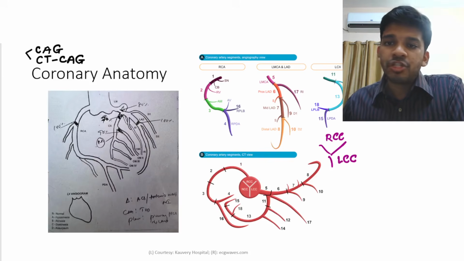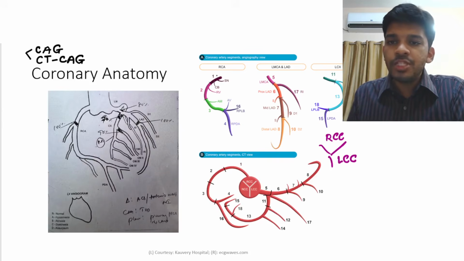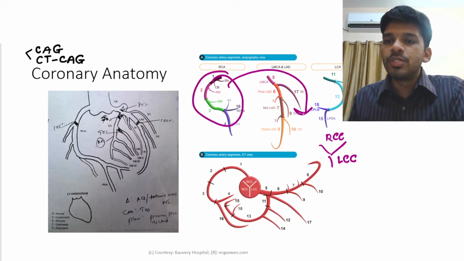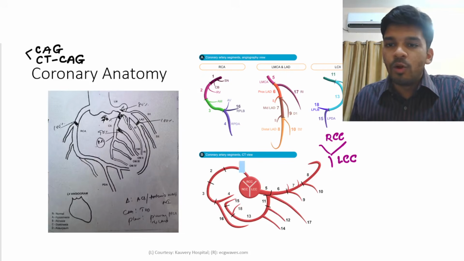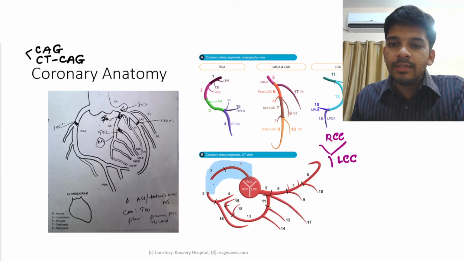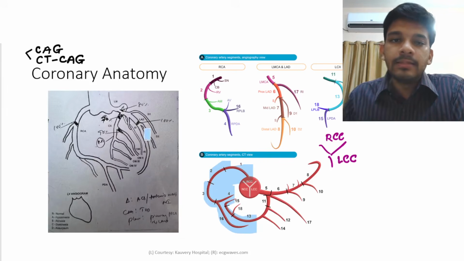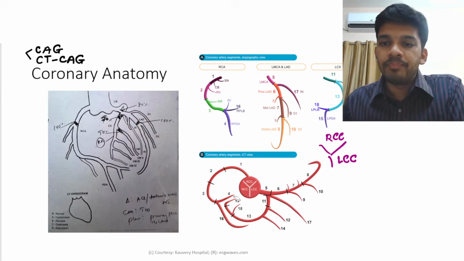If you imagine this on the CT-CAG, you'll be able to visualize the arteries. Just imagine this being transposed here. You'll be able to follow that this is the right coronary artery, giving first the sinus nodal and the conus branches. Then somewhere here it is going to give off the acute marginal branch. So this will be proximal occlusions. Then finally it is bifurcating into the RPLB and the right posterior descending artery.